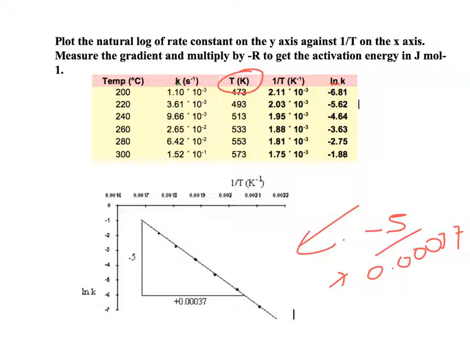Just in case you're wondering, for these numbers here and also for these numbers here, there's been a bit of a formatting problem. It should be 1.1 times 10 to the -3 for the first one, and 2.11 times 10 to the -3 for 1 over T. It's just you've got a dash where there should be a multiplication sign.